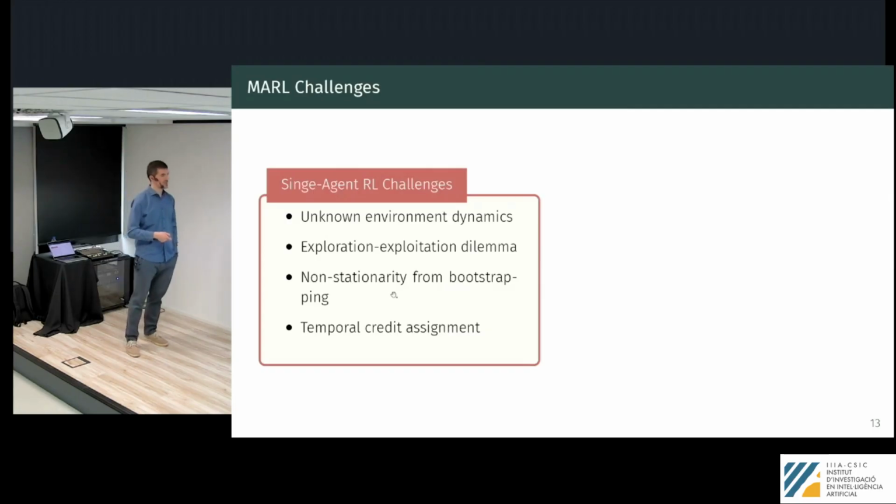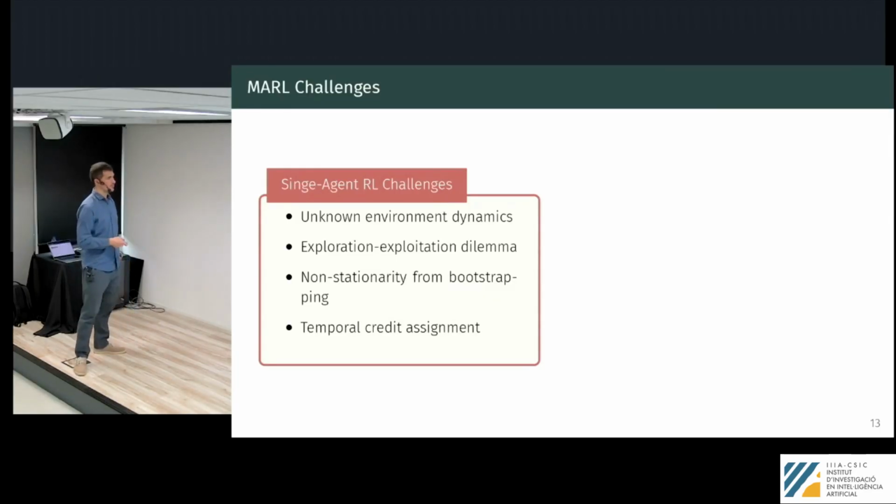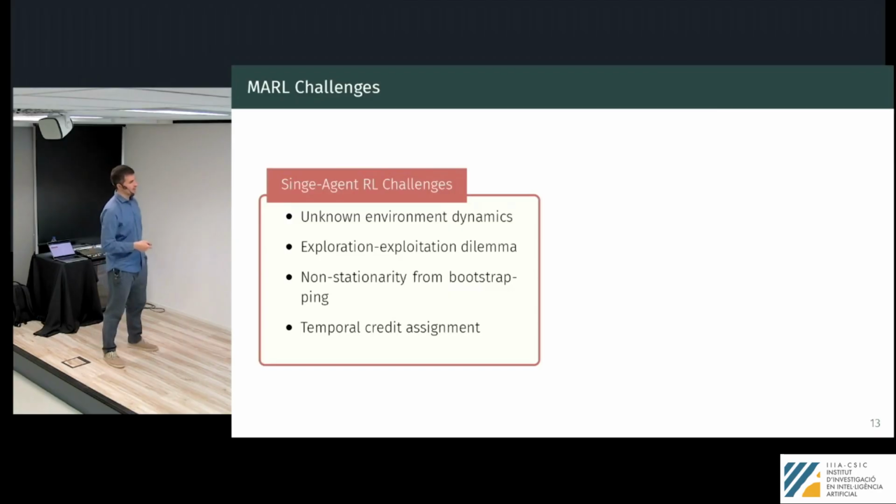So bootstrapping is the idea in temporal difference learning where updates are using estimates from other states. You saw that with TD learning. We have the same in multi-agent RL as well. And then the issue of temporal credit assignment, which is this issue that you need to understand which of your past actions actually led to the rewards that you just saw. So this is a classic reinforcement learning issue.